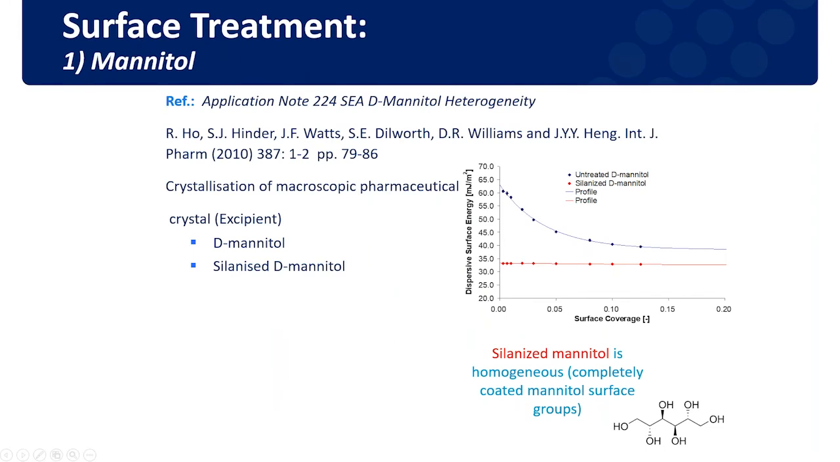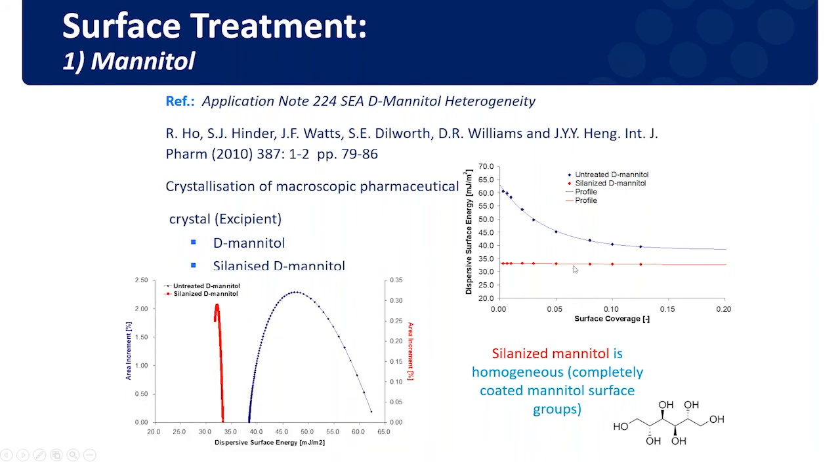So what we've done in this case study is we've taken a sample of mannitol, which you can see at the bottom right of the screen, and you can see that for one of our samples, we have uniformly siliconized the entire surface of the sample. This is represented in our plots in red here, and you can see that its dispersive surface energy is noticeably lower than our untreated D-mannitol sample. So not only has this lowered the dispersive surface energy of this sample, but it's also made it much more homogeneous. Now its surface energy no longer changes as a function of the surface coverage of the probes that we expose to this surface.